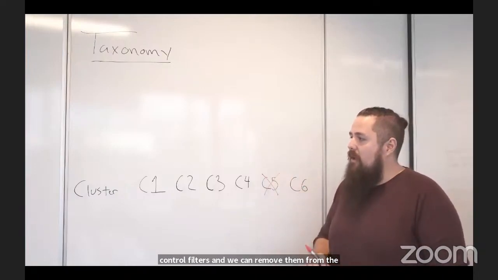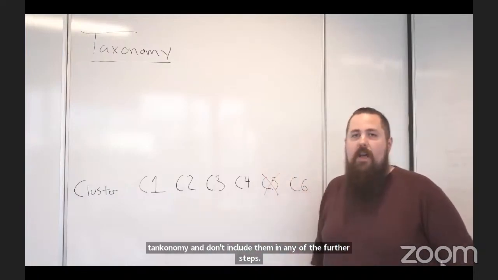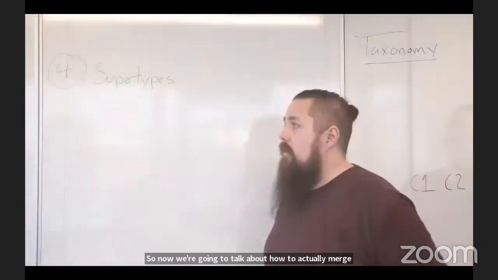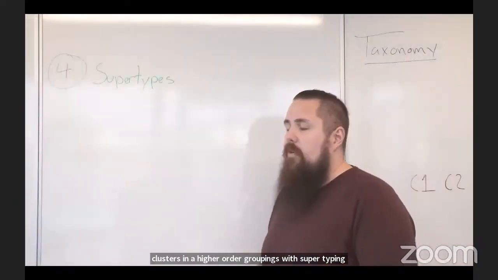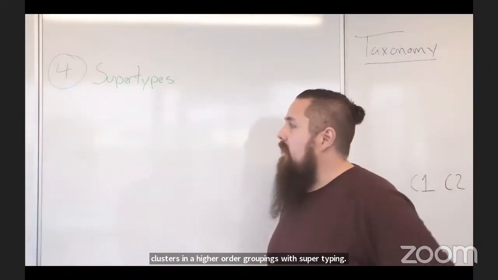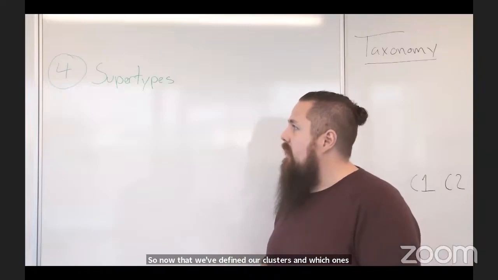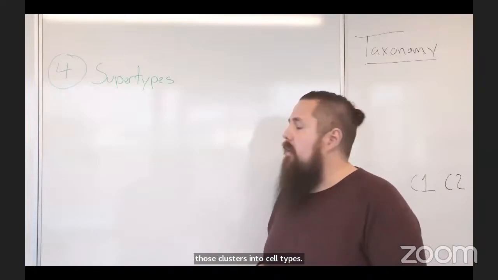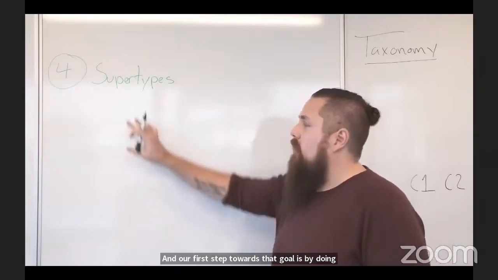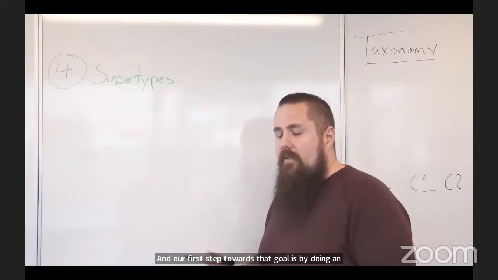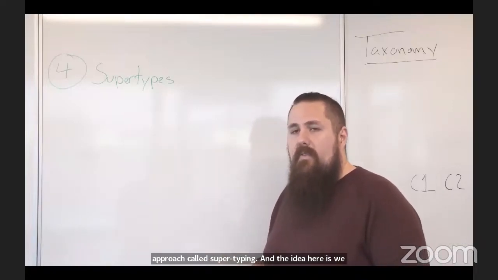Now we're going to talk about how to actually merge clusters into higher order groupings with supertyping. Now that we've defined our clusters and which ones are high quality, the next step is to merge those clusters into cell types. Our first step towards that goal is an approach called supertyping. The idea here is we want to find clusters that are very well identifiable.